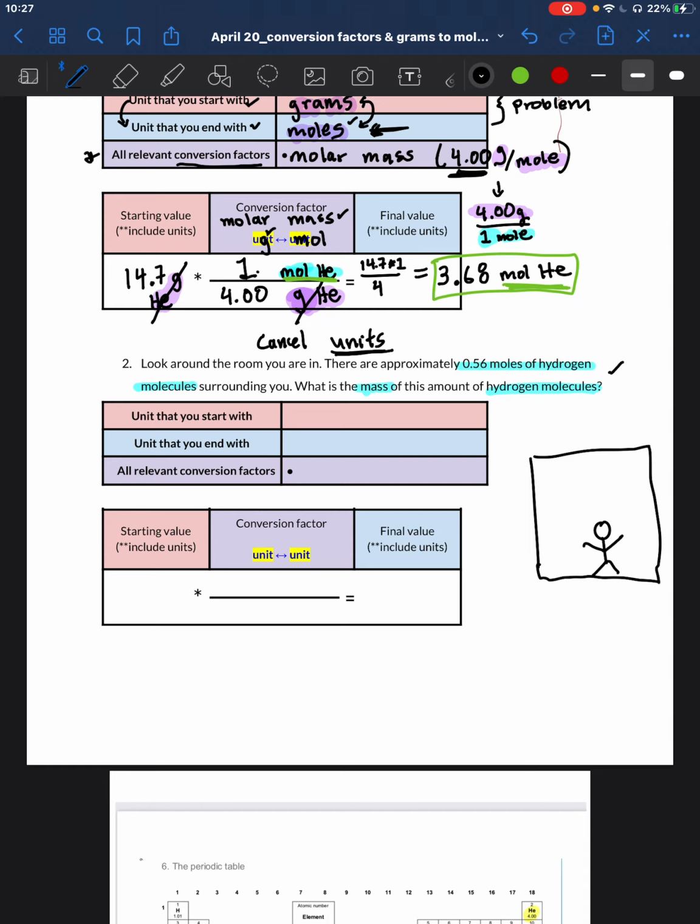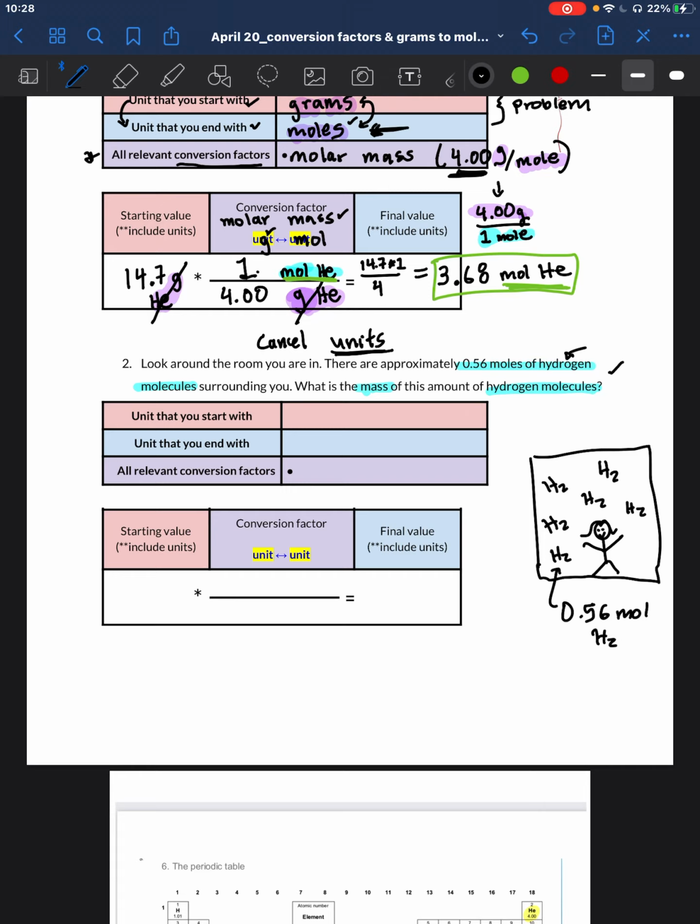This problem is about a room that I am sitting in. Here's my room. There's me, happy because we're doing stoichiometry. And they're telling me about the hydrogen molecules, so let's draw in the hydrogen molecules. Hydrogen is diatomic, so it exists as H2. There are, of course, other molecules in the air, but we're just worrying about the hydrogen for now. And they tell me there's 0.56 moles of hydrogen.